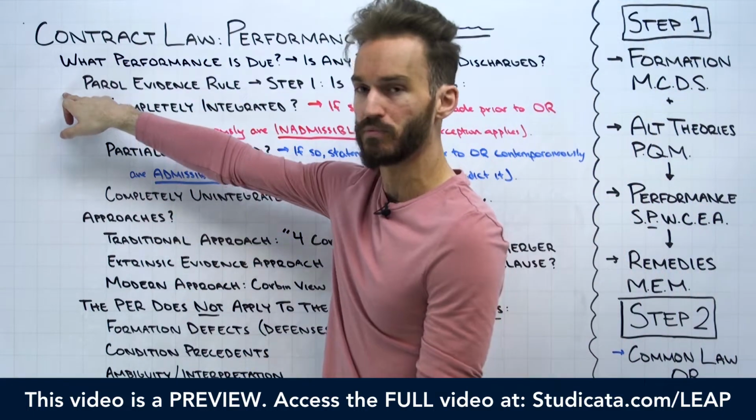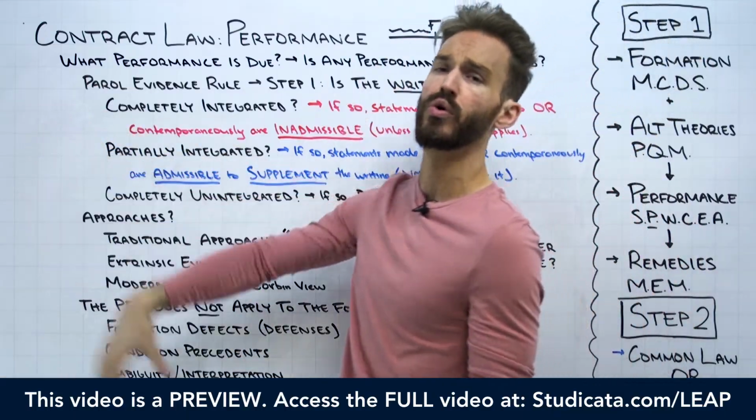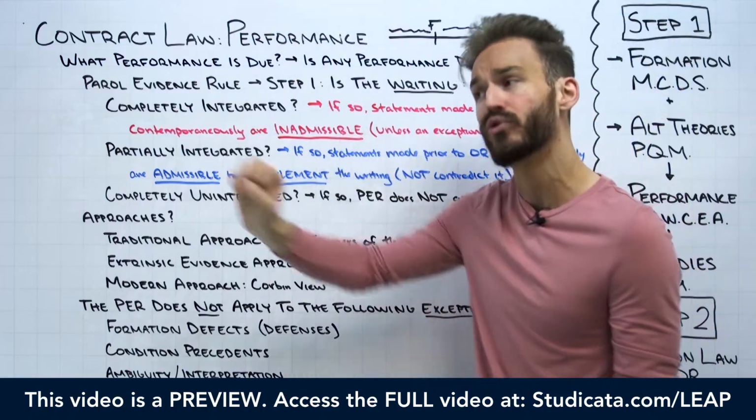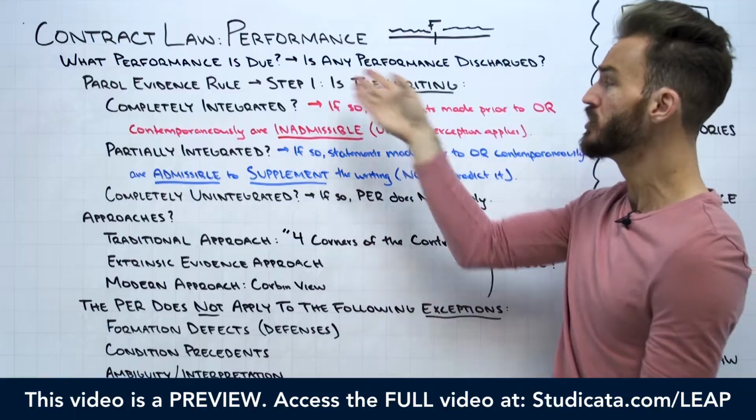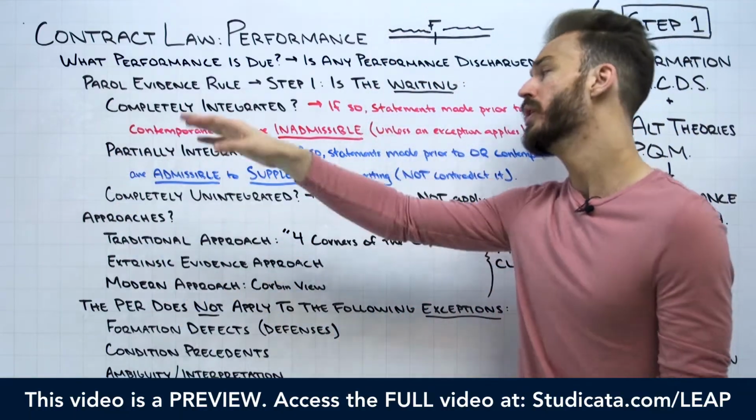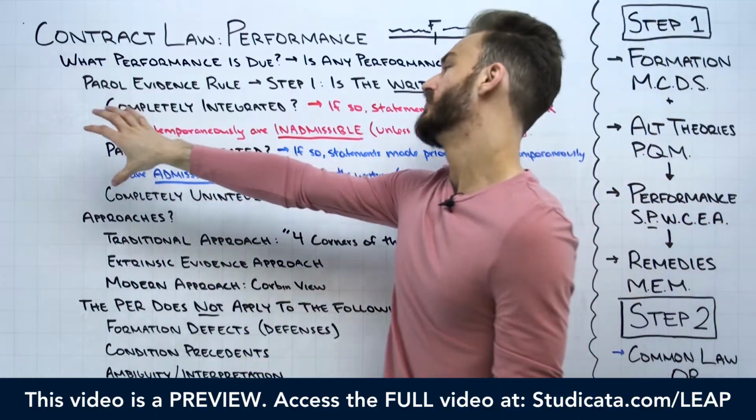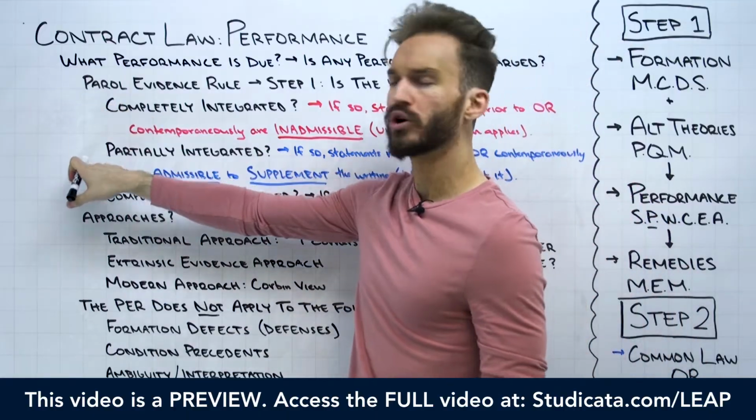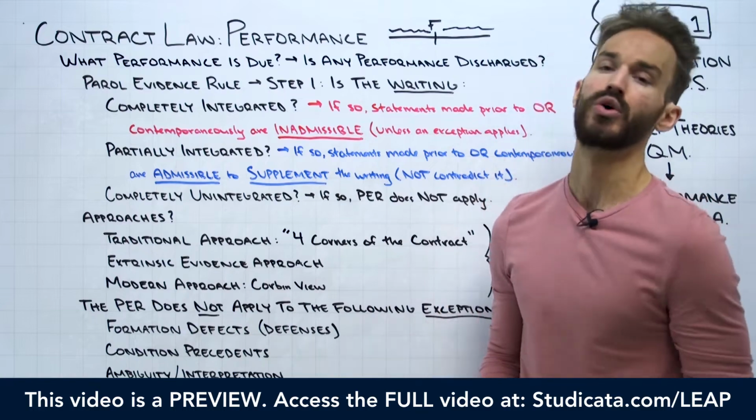But really, step number one, once you identify that we have a writing and we have statements made prior to or at the time of formation, and then we have a writing and the party's trying to bring those statements into court, step one is going to be to ask, is the writing completely integrated, partially integrated, or completely unintegrated? So what is an integrated writing? We have two types. There's complete integration and partial integration, but what do we mean by integration? What is an integrated writing?